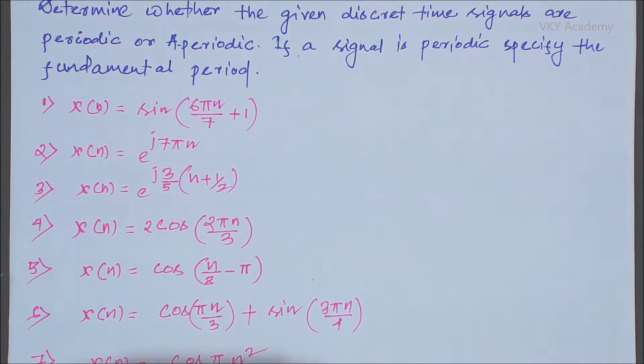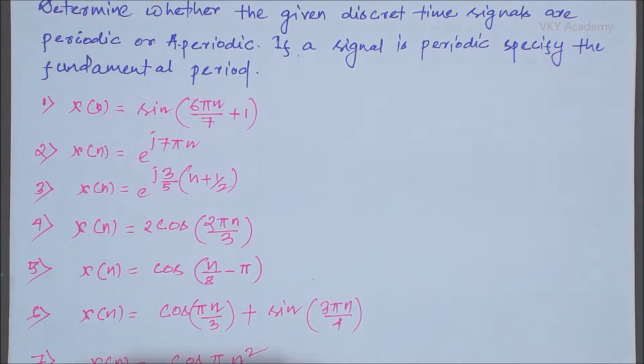Hello everyone. In the previous session we started periodic and aperiodic signals. We discussed what a periodic signal is and what an aperiodic signal is. We also discussed how to check whether a given discrete time signal is periodic or aperiodic. In this session, we will solve a few numericals based on periodicity.